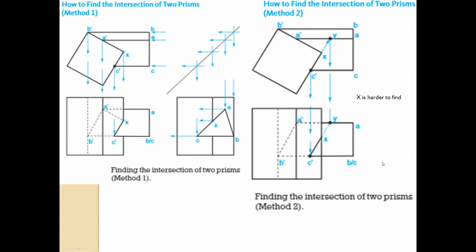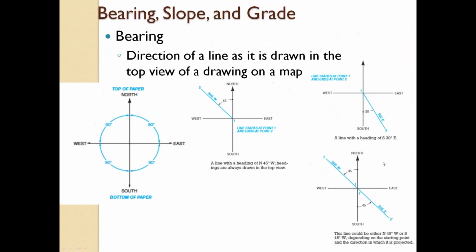That's good. Okay, this is how you find the intersection of 2 prisms. Now we're going to continue on with bearing, slope, and grade in my next video.